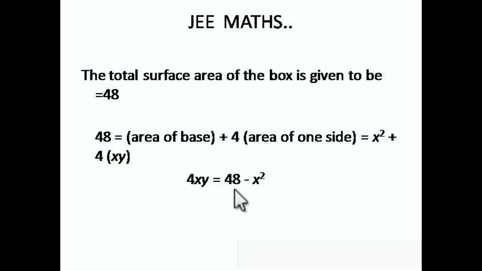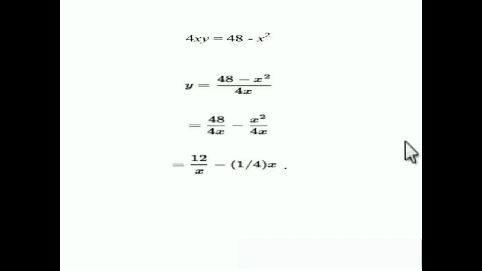Here you can see there are two variables, x and y both. So I just convert it into one variable. 4xy is equal to 48 minus x square, so y is equal to (48 minus x square) by 4x. By separating the denominator, I get the equation y equals 12 by x minus x by 4. This is the equation of this box in terms of y and x.